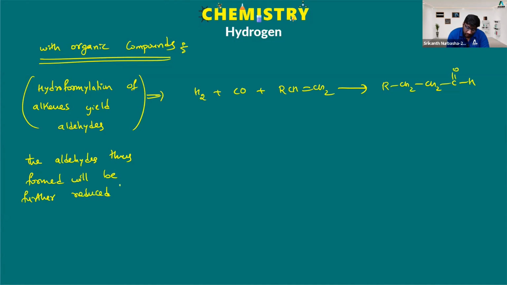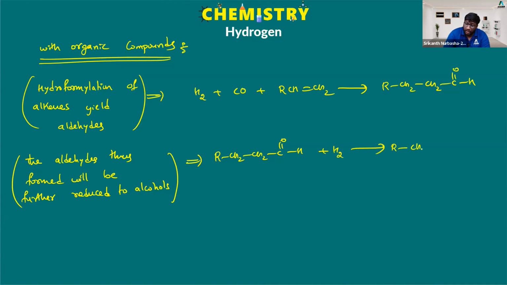The aldehydes thus formed will be further reduced to alcohols. You can say RCH2CH2CHO can undergo reduction in the presence of H2. That means H2 is going to be added, so to this particular carbon, hydrogen is going to be added. So you get RCH2CH2CH2OH, the alcohol obtained from the reduction of the respective aldehydes, which are obtained by the hydroformylation of olefins. Those aldehydes are reduced to the respective alcohols.